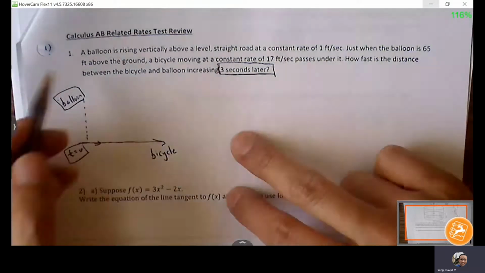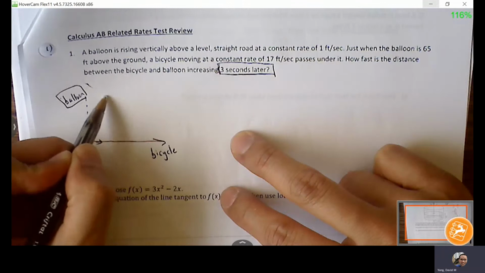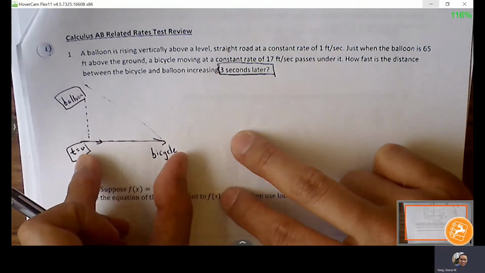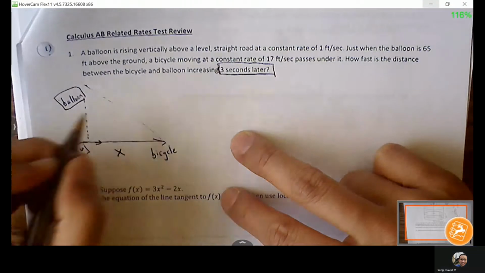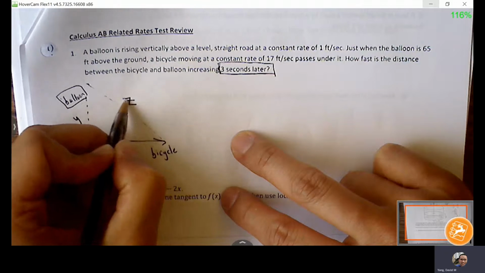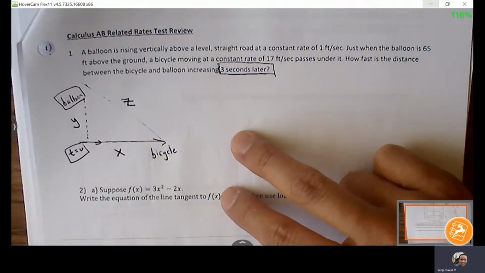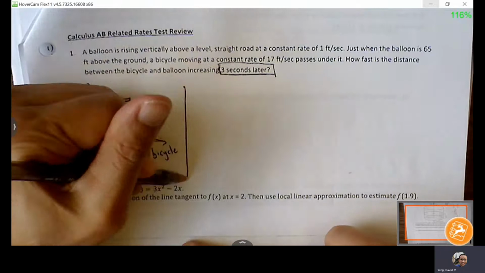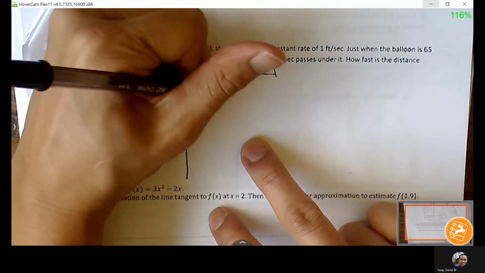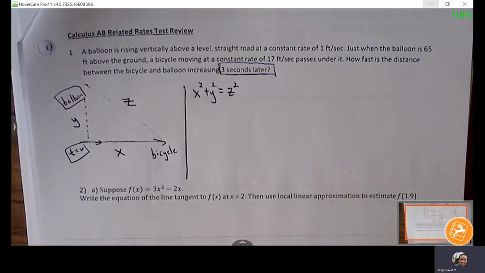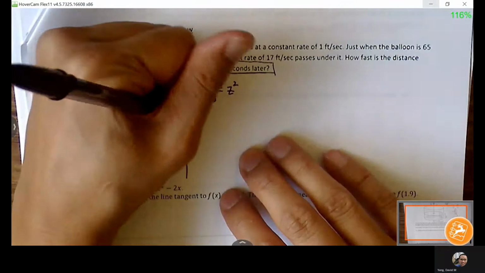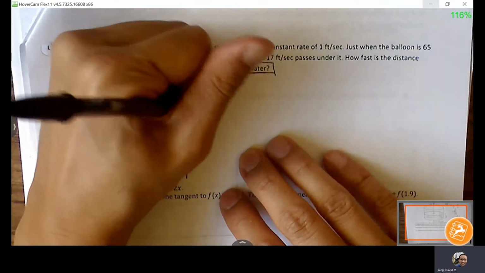But we know it's a Pythagorean theorem problem, right? We have the distance from the starting point to the bicycle, that's x. We have y representing the rise in the balloon, and we have z representing the distance between the balloon and the bicycle. Okay, Pythagorean theorem, we'll go ahead and set up that equation. Okay, derivative. All the d over dt start showing up.